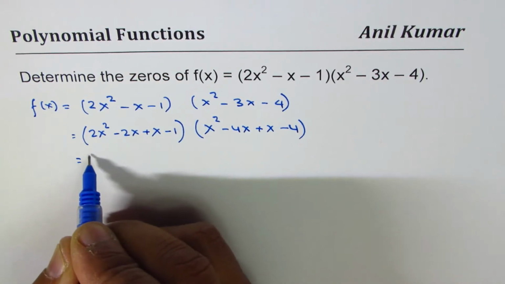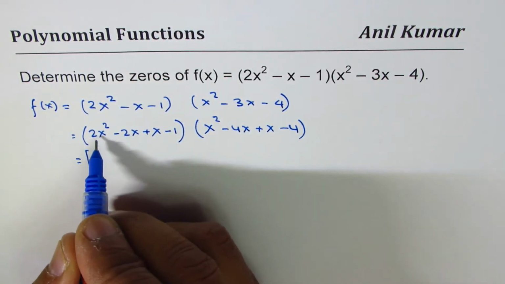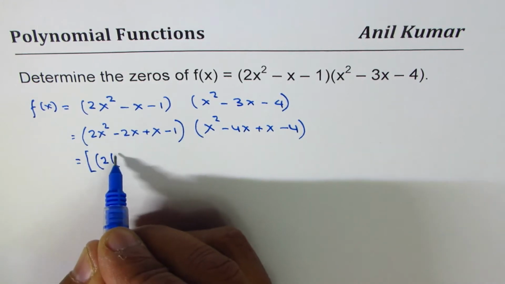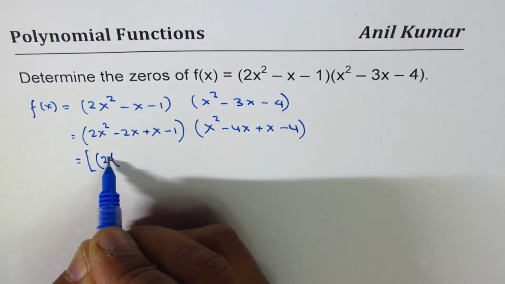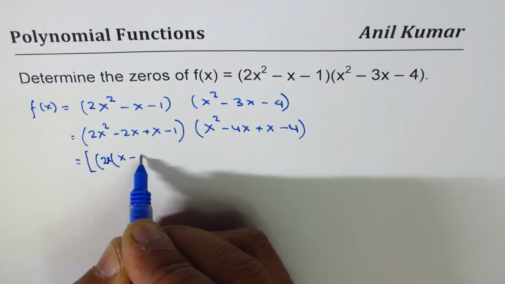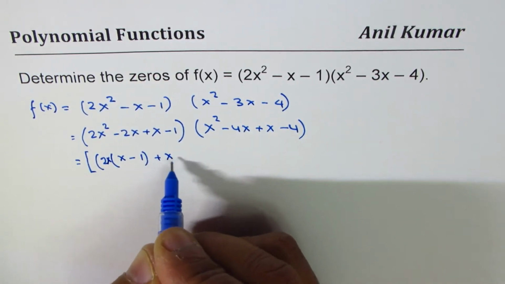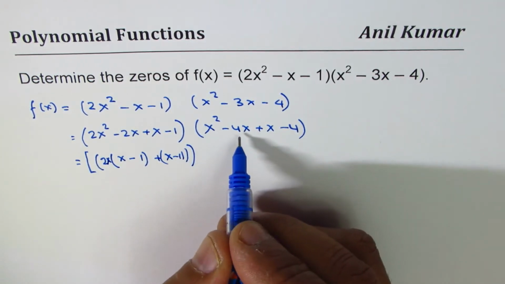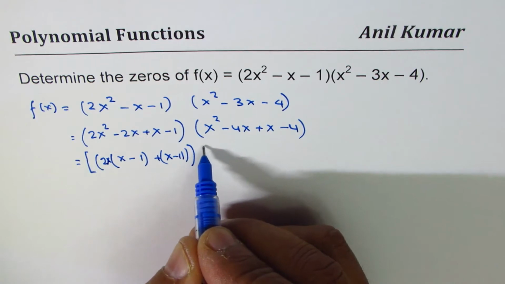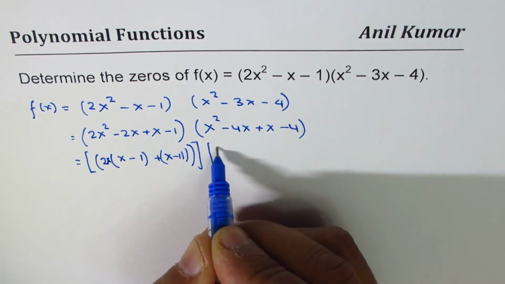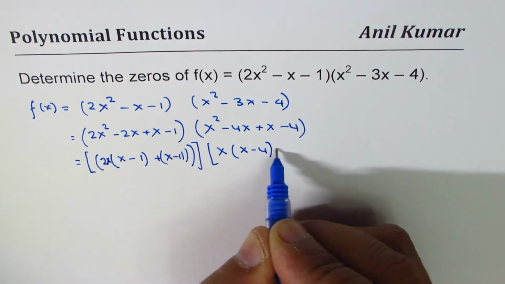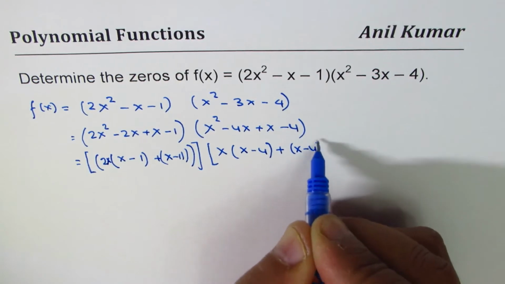And now we can factor. Let me use square brackets. So in this case, we can factor 2x out, right? We get x minus 1, and we already have x minus 1 here, right? In this term, we could factor x, so there's the first factor. The second one, we could factor x. We get x minus 4, and we get plus, we have x minus 4 here, is it okay?